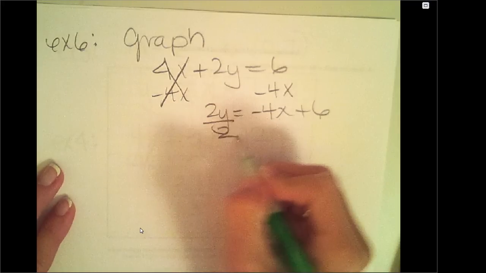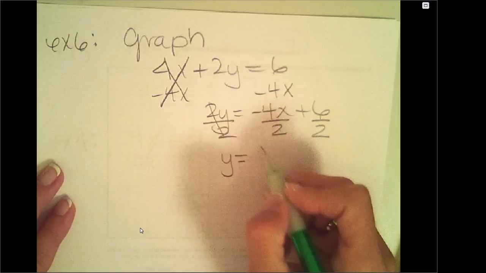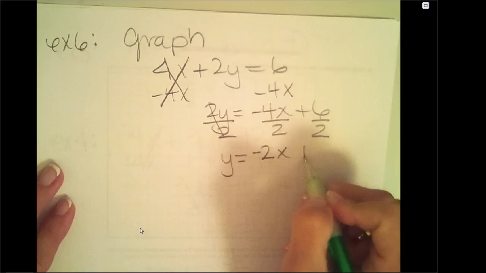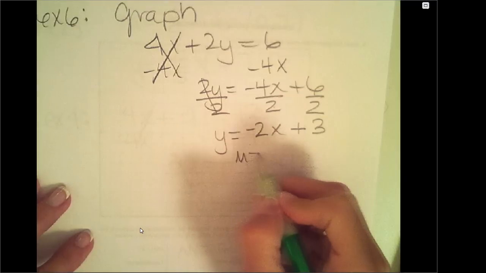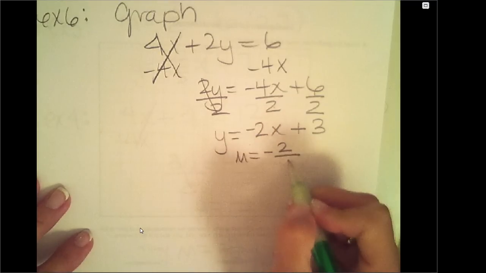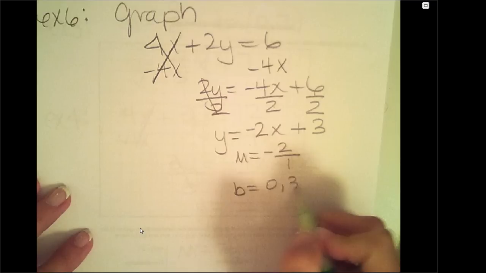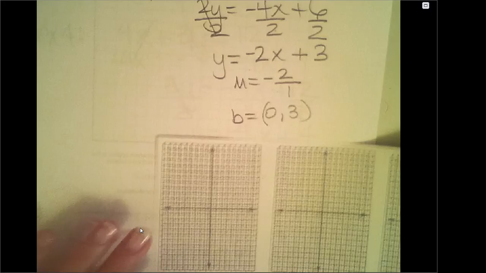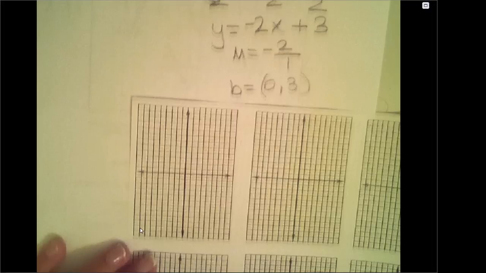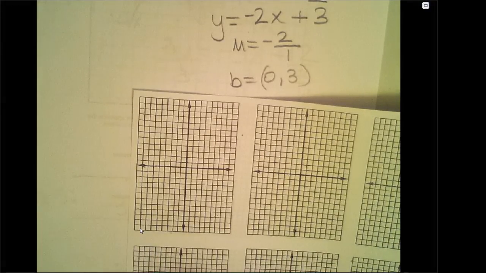So put it in slope-intercept form. Divide by 2. That gives you y is equal to, simplify, you get negative 2x plus 3. So now identify your slope and y-intercept. Slope is negative 2 over 1. Your y-intercept is (0, 3). You all should have picked up a piece of graph paper. So I want to graph: my slope is negative 2 over 1 and my y-intercept is 3.